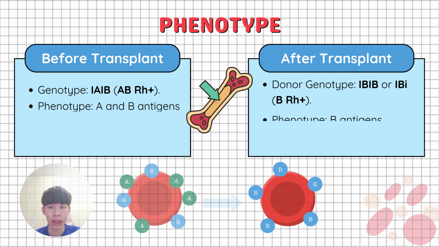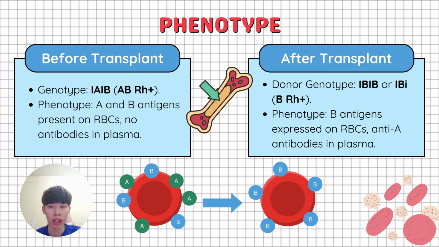So before the transplant, Jack's blood type was AB-Rh positive with a genotype of IAIB. This gave him both A and B antigens on his red blood cells and no anti-A or anti-B antibodies in his plasma. After the transplant, Jack's genotype changed to IBIB or IBi, reflecting the donor's blood type. His red blood cells now only express B antigens, and his blood type became B-Rh positive.